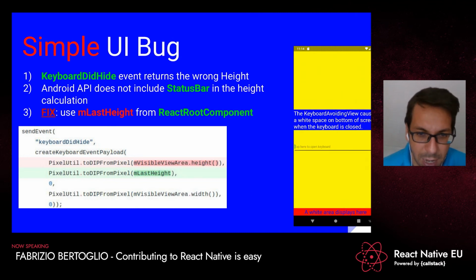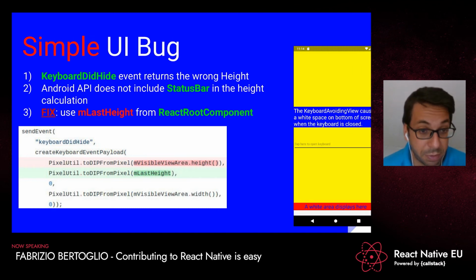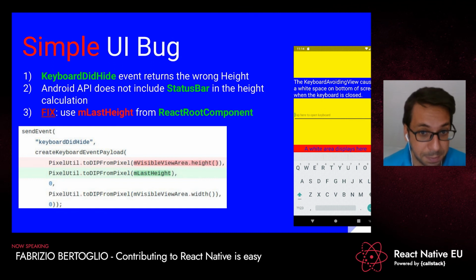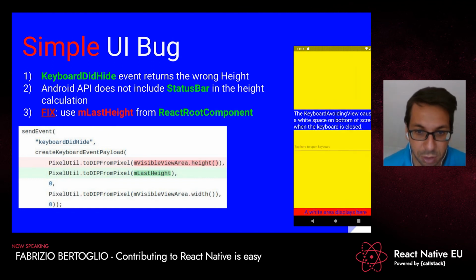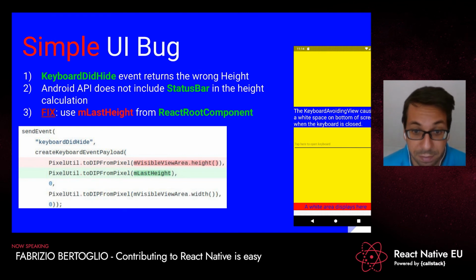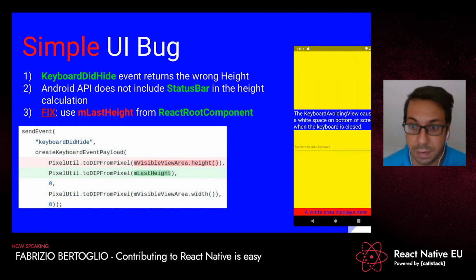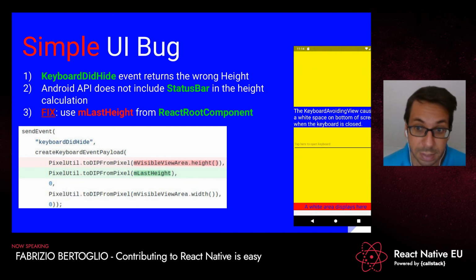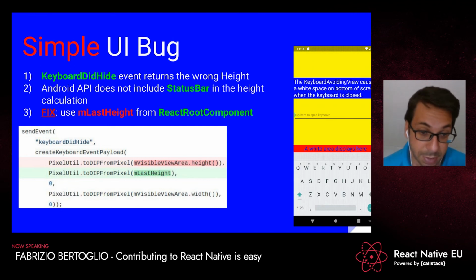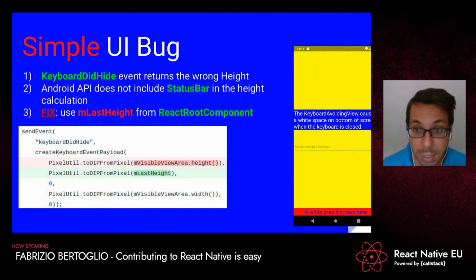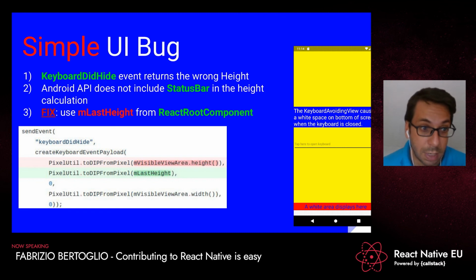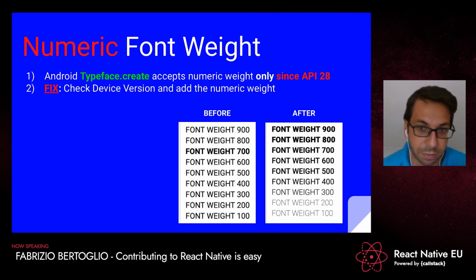So mVisible view area.height does not include the height of the status bar. A simple fix for this is just using mLastHeight instead of mVisible view area.height, and replacing this with the correct variable will fix the issue. So it's very simple to solve, and it's also very easy to understand, as it's very visual, and this is the characteristic of many of the issues we have in React Native. They're easy to understand, as they are user interface issues. We can display the output inside the phone.